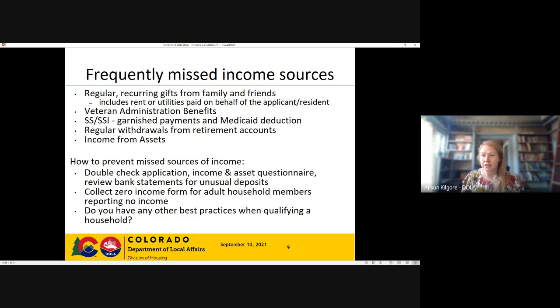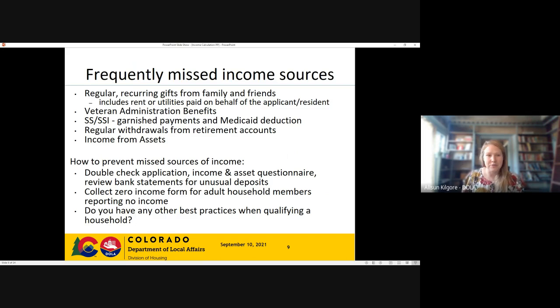HUD's handbook does have a really comprehensive list of income inclusions and income exclusions, which we'll talk about. So if you're ever unsure of how to treat a specific or unique type of income, take a peek at the HUD handbook, which we'll provide as a follow-up with the slides from this training.